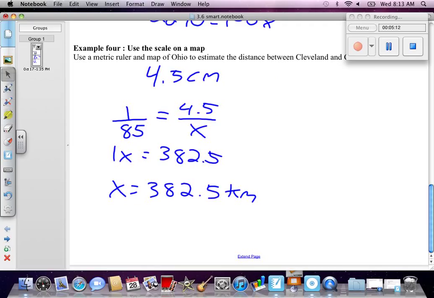Do you have any questions about how I did that? Do you think if you were given a map like this, you could figure that out? With a ruler? Yeah? Okay.